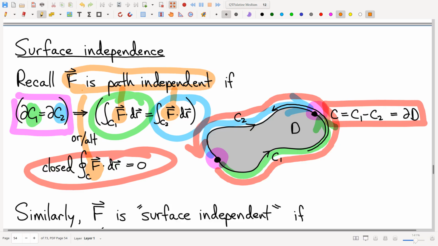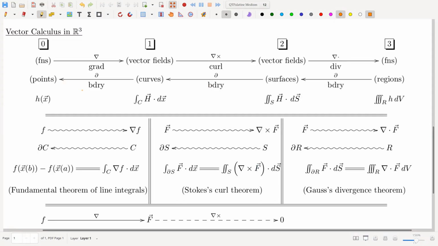All right. Let me draw this on our diagram, just as a reminder. Here's how I like to do it. Again, special vector fields. Not all vector fields. Cannot emphasize that enough. Path independence means that whenever you have two curves that have the same boundary points, we have to get the same value for the line integral. All right, so that's one way to write it.